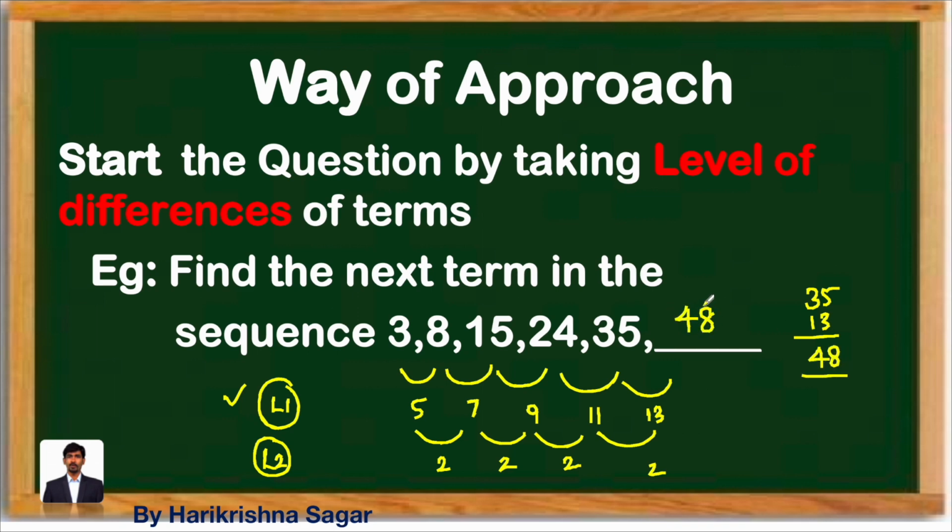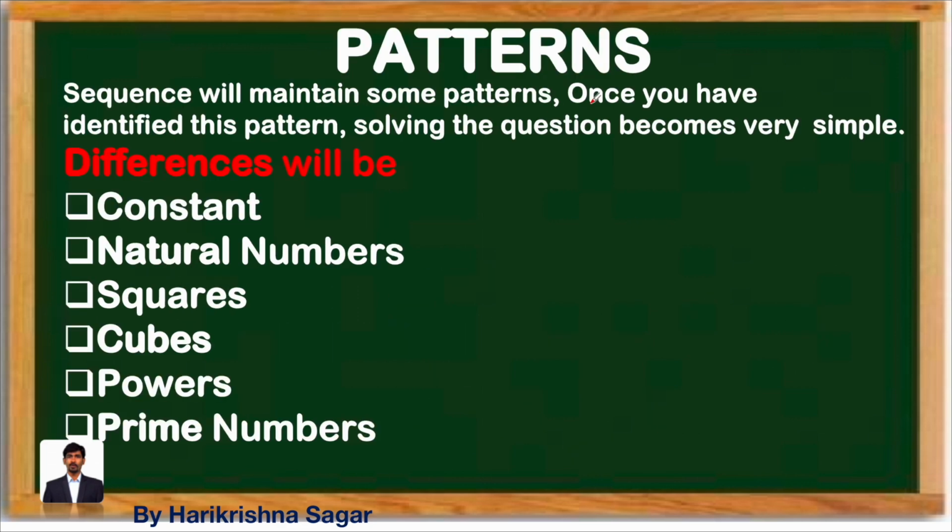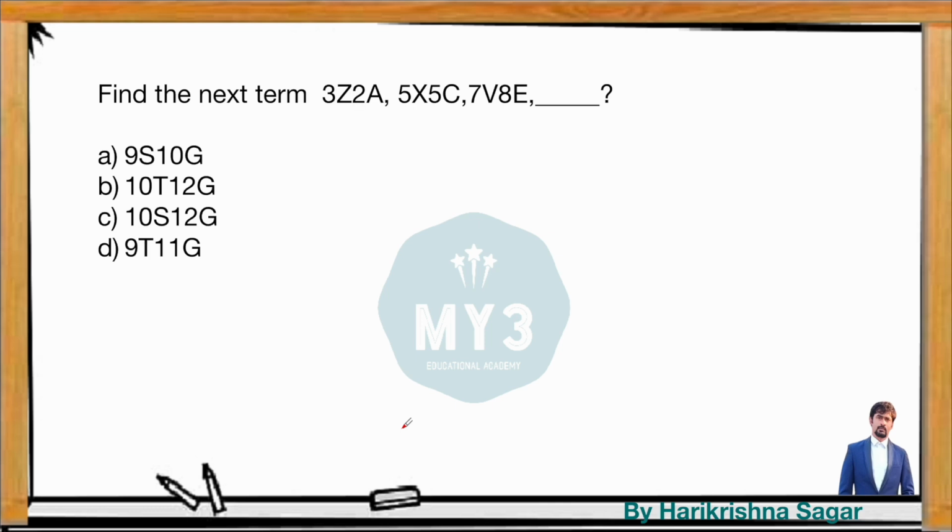So this is the approach for solving all the questions of number series and letter series. In letter series, we are simply going to convert letters into numbers and we will be using the same logic of number series. So these differences will maintain some pattern. Differences can be a constant number, or a natural number, or perfect squares, perfect cubes, or powers of 2 or 3, and prime numbers. All these are repeated patterns. So the only thing is you have to go with level of difference. Let's take some questions so that you will get clarity.